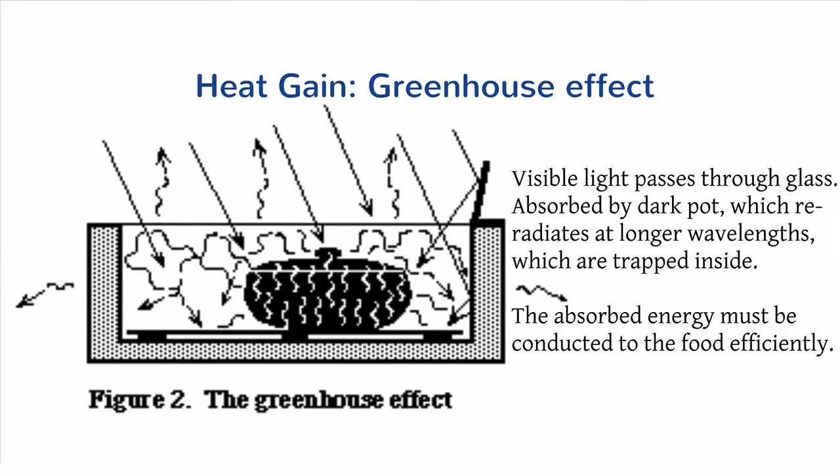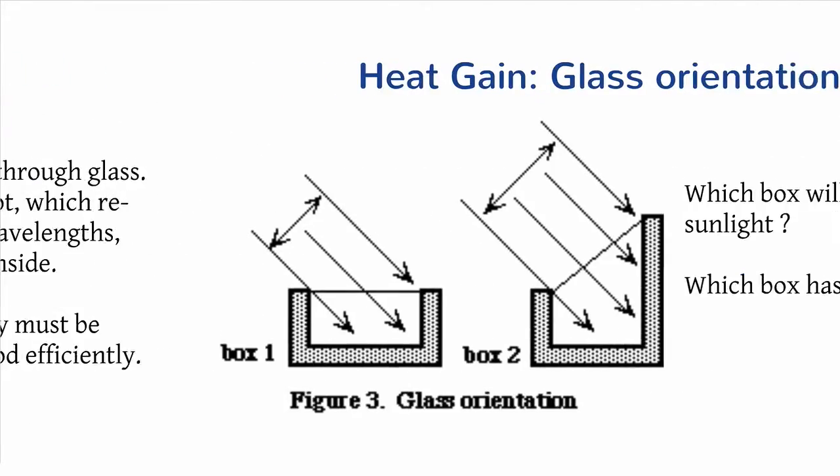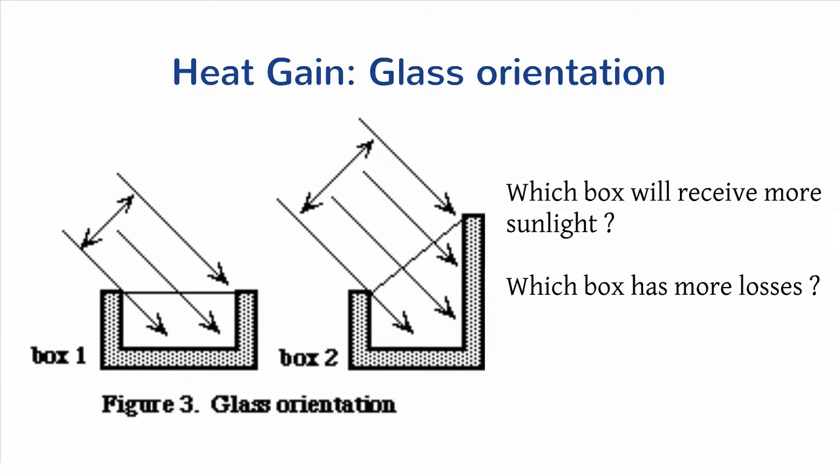Of course, on our planet, this is done by the clouds, or pollution, carbon dioxide, and things like that, right? But in a small enclosure, that's what happens. The absorbed energy must then be conducted to the food to be used efficiently. Heat gain also depends upon the glass orientation. You can have a situation like this or a situation like this. Which box will receive more sunlight? Yeah, box two, because it's got a bigger surface area.